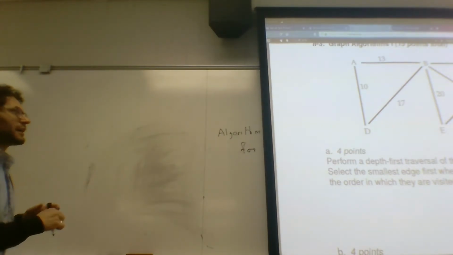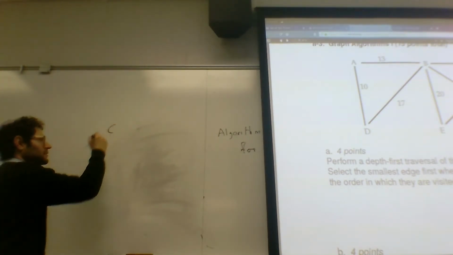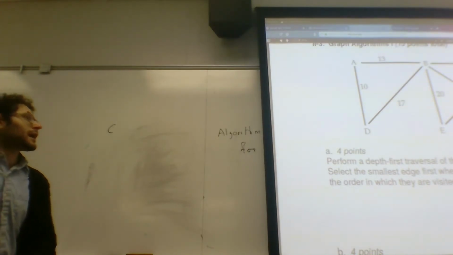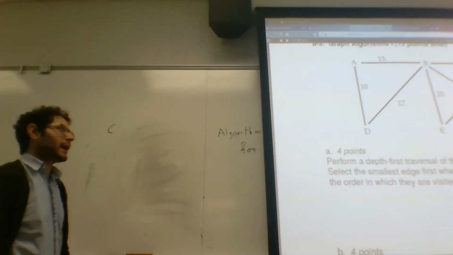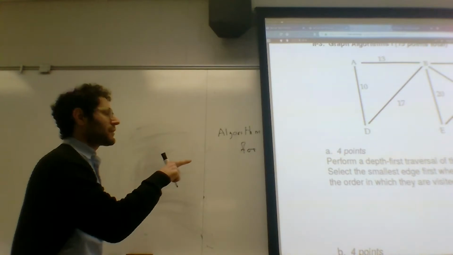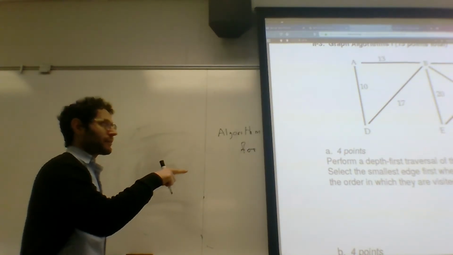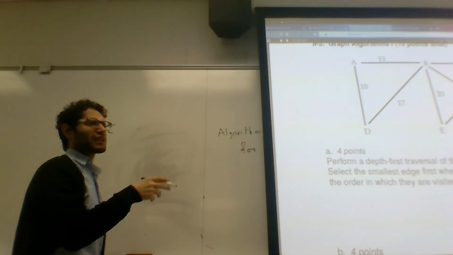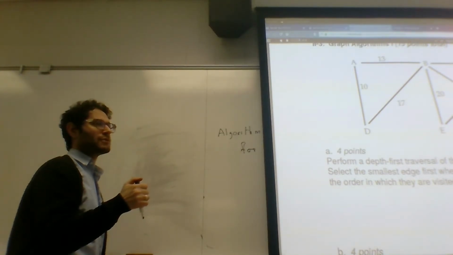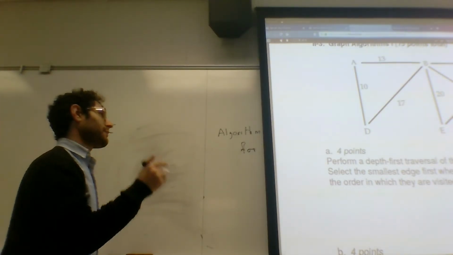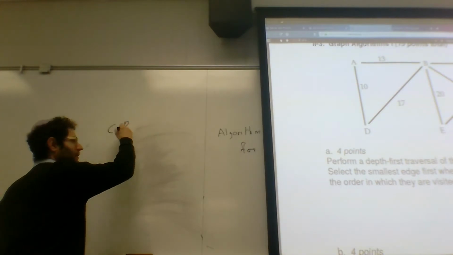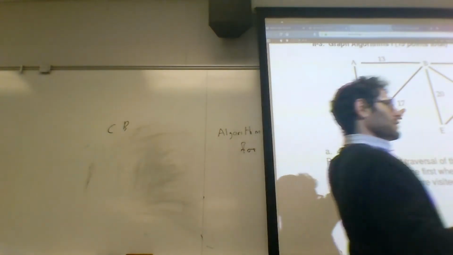Okay, so let's go ahead. We're going to start with C. Now which one comes next? We select the smallest edge to do depth first search. That would be B, because the smallest edge was between C and B.